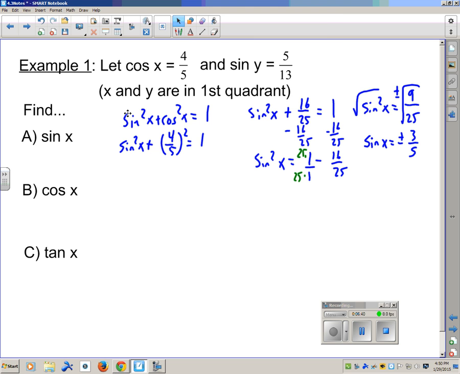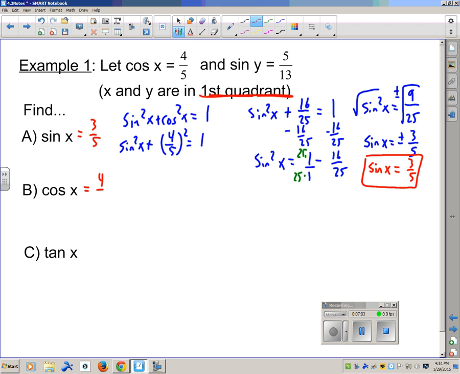It says that both of those, however, are in the first quadrant. Both x and y are in the first quadrant. So because of that, our sine value in the first quadrant there is it positive or negative? Positive, because we're in the first quadrant. So the sine of x there equals 3/5. All right, cosine of x, we were already given that. And now tangent. If you remember, at the top of your identity sheet we wrote down that the tangent is equal to the sine over the cosine.